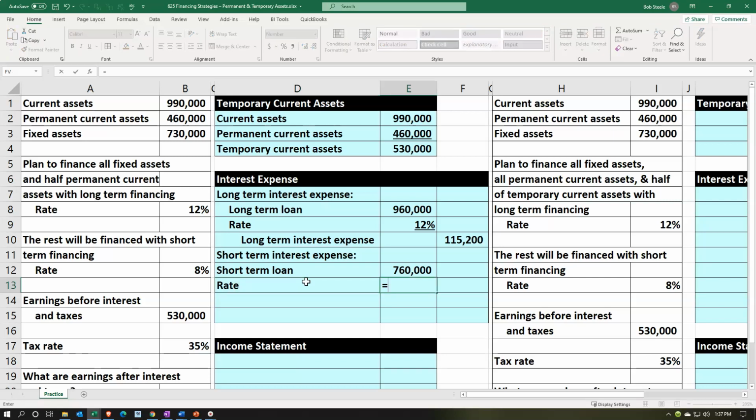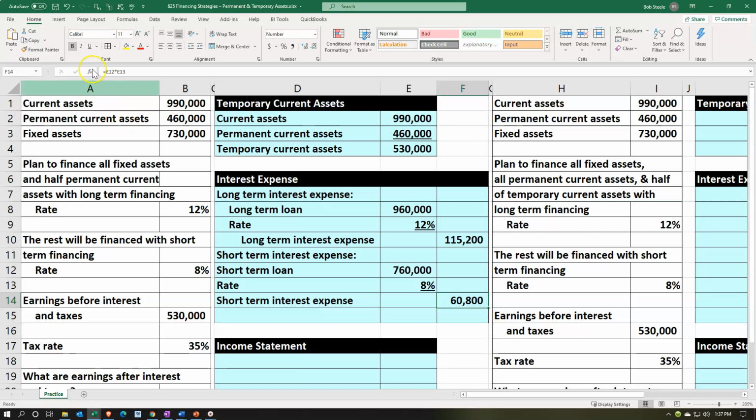On the rate, it's going to be equal to the 8% here, 8% on the rate. We're going to go up top, go to the Home tab, Numbers group, percentify it, then Home tab, Font group, and underline it. And that's going to give us our short-term interest expense, which we'll put in the outer column, that being equal to the $760,000 times the 8%.